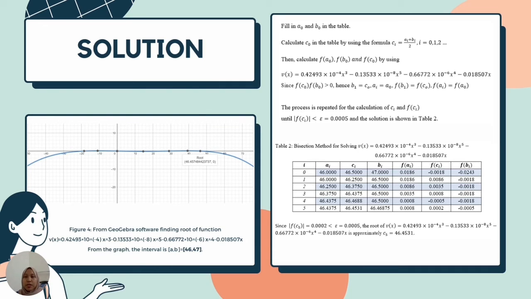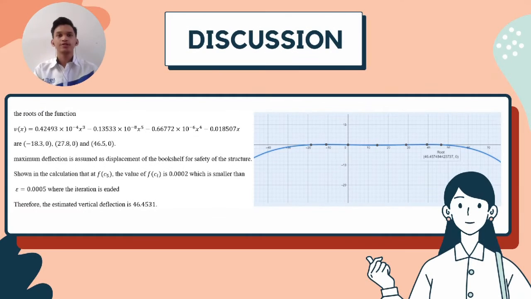We will continue the iteration until the value of f(c) is less than 0.0005. In this study, we ended the calculation at the 5th iteration and found that the root for the given equation is approximately 46.4531.